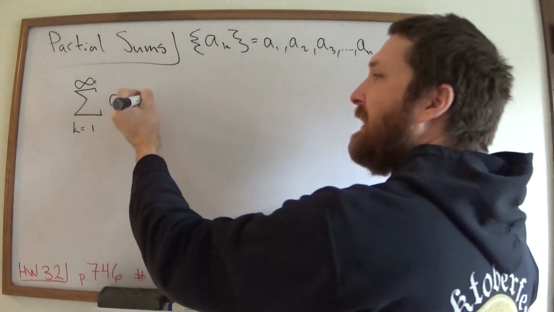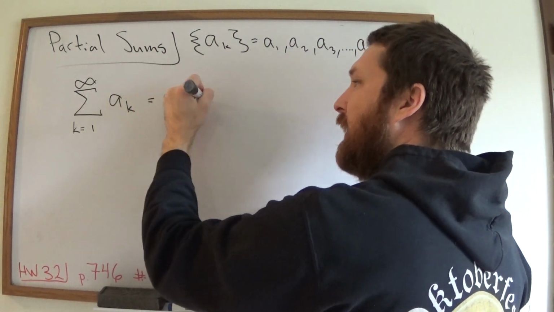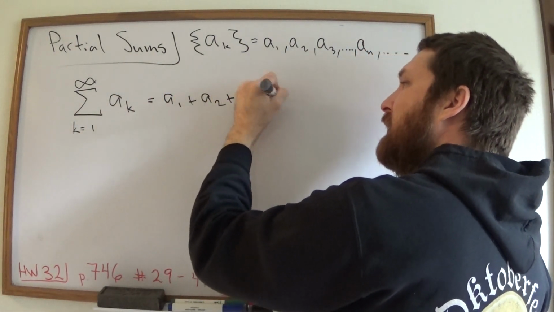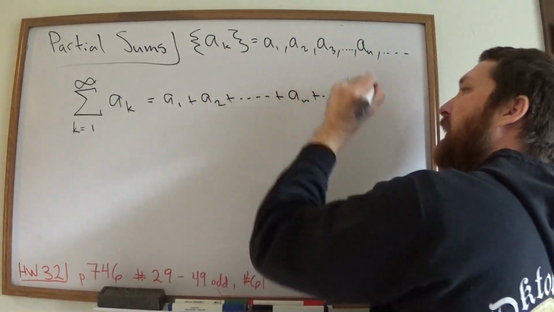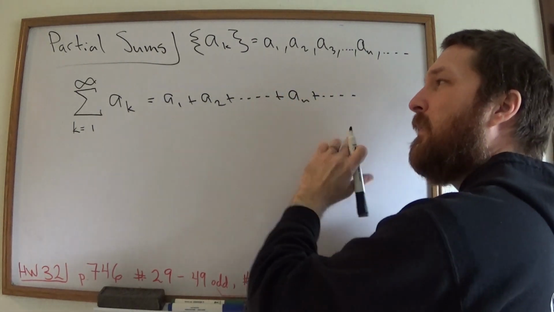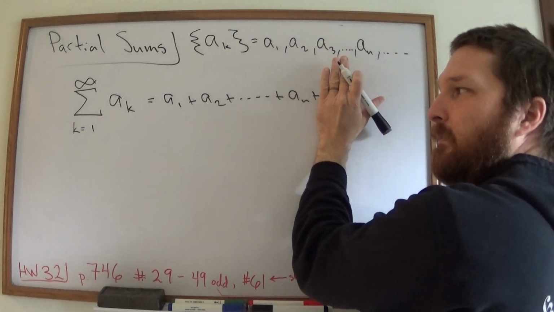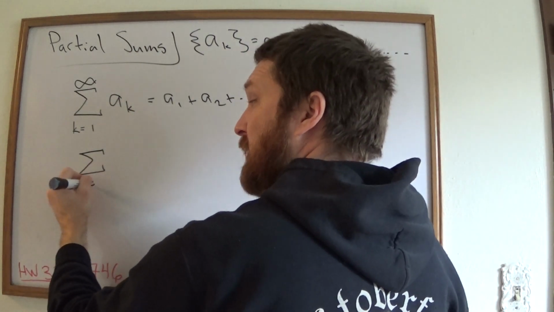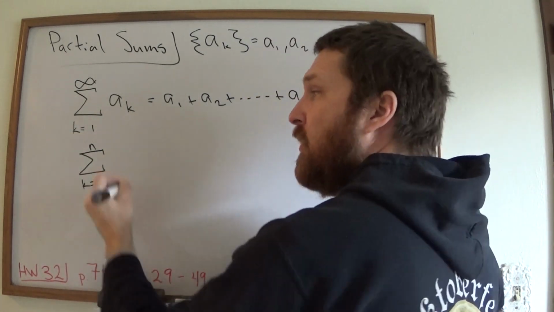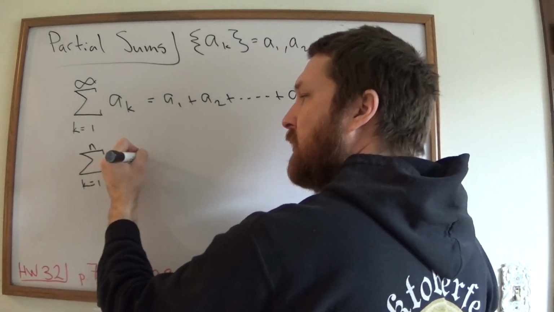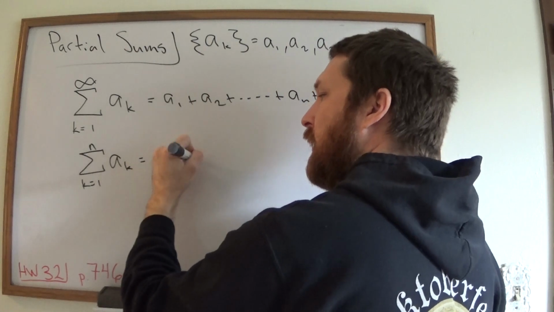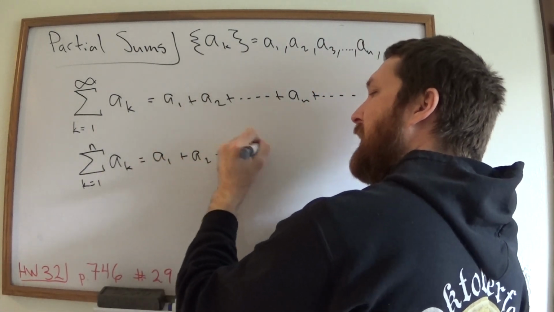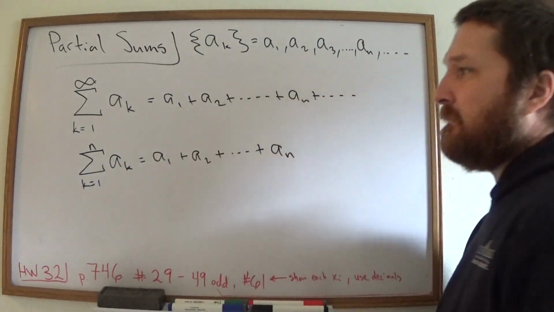So instead of adding this thing all the way up to infinity, adding up all infinitely many of them, we chop it off at some point. And we look at the first however many terms. Let's say n. We look at the first n terms here, and we get a1, a2, plus all the way up to a sub n.